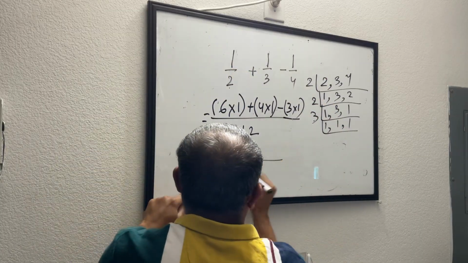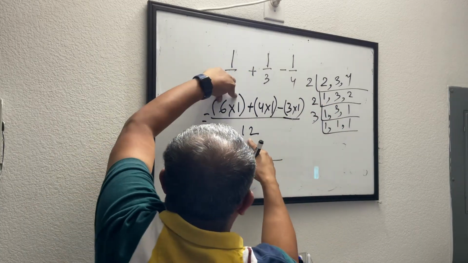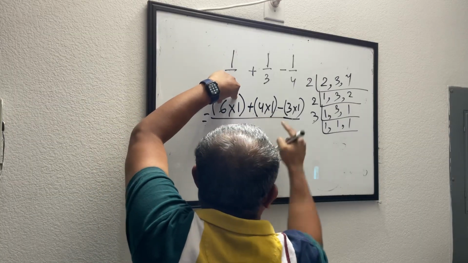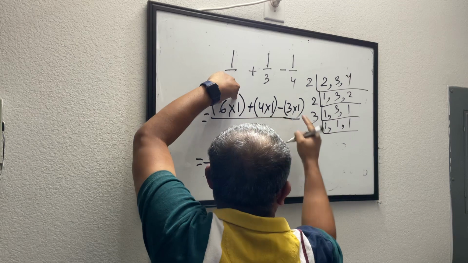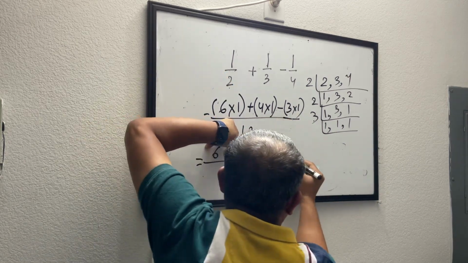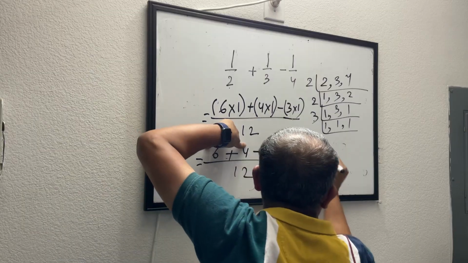Now look at this. Denominator is 12. 6 times 1 is 6, plus 4 times 1 is 4, minus 3 times 1 is 3. So 6 plus 4, 10, minus 3, 7, over 12.